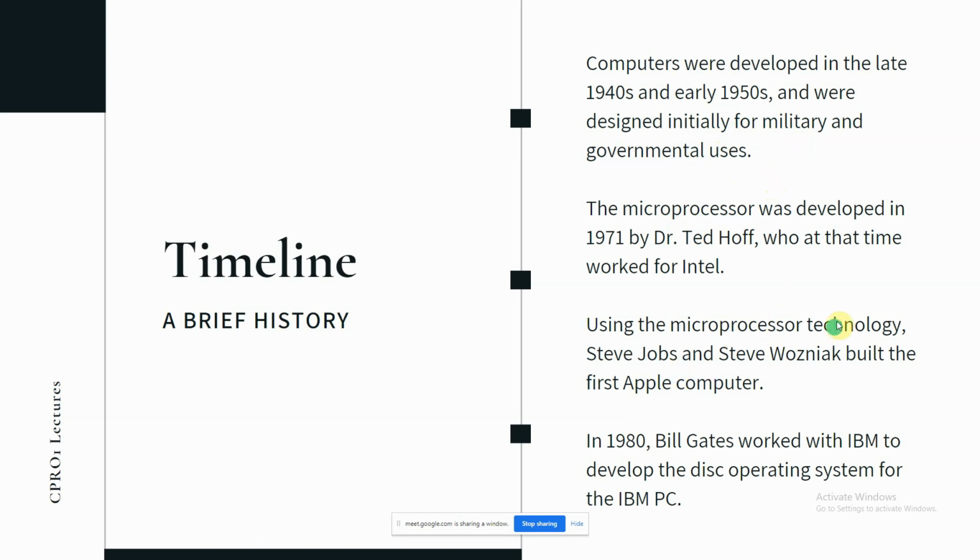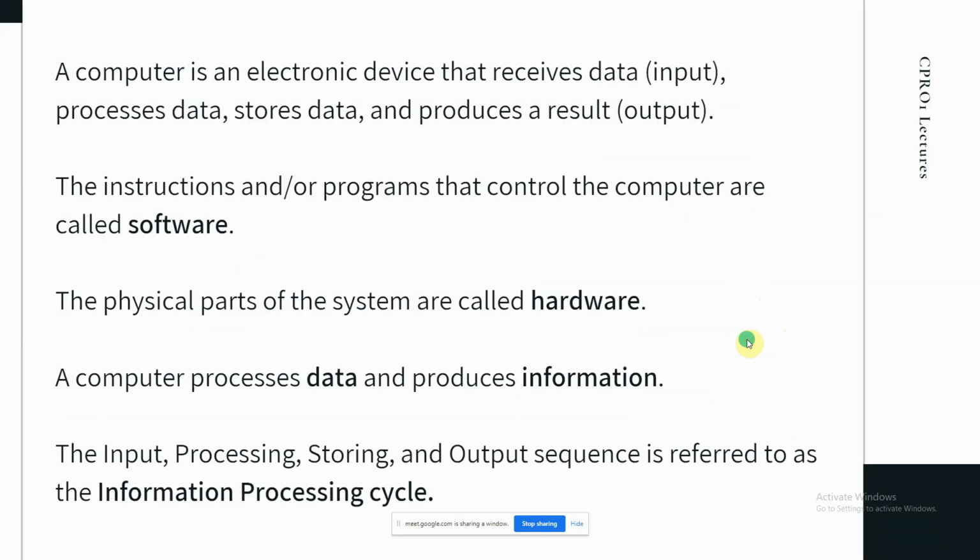Using the same technology, our first Apple computer was developed by Steve Jobs and Steve Wozniak. And in 1980, another icon in the computer industry is Bill Gates, wherein he worked with IBM to develop the disk operating system or the DOS for the IBM PC, for the first IBM PC.